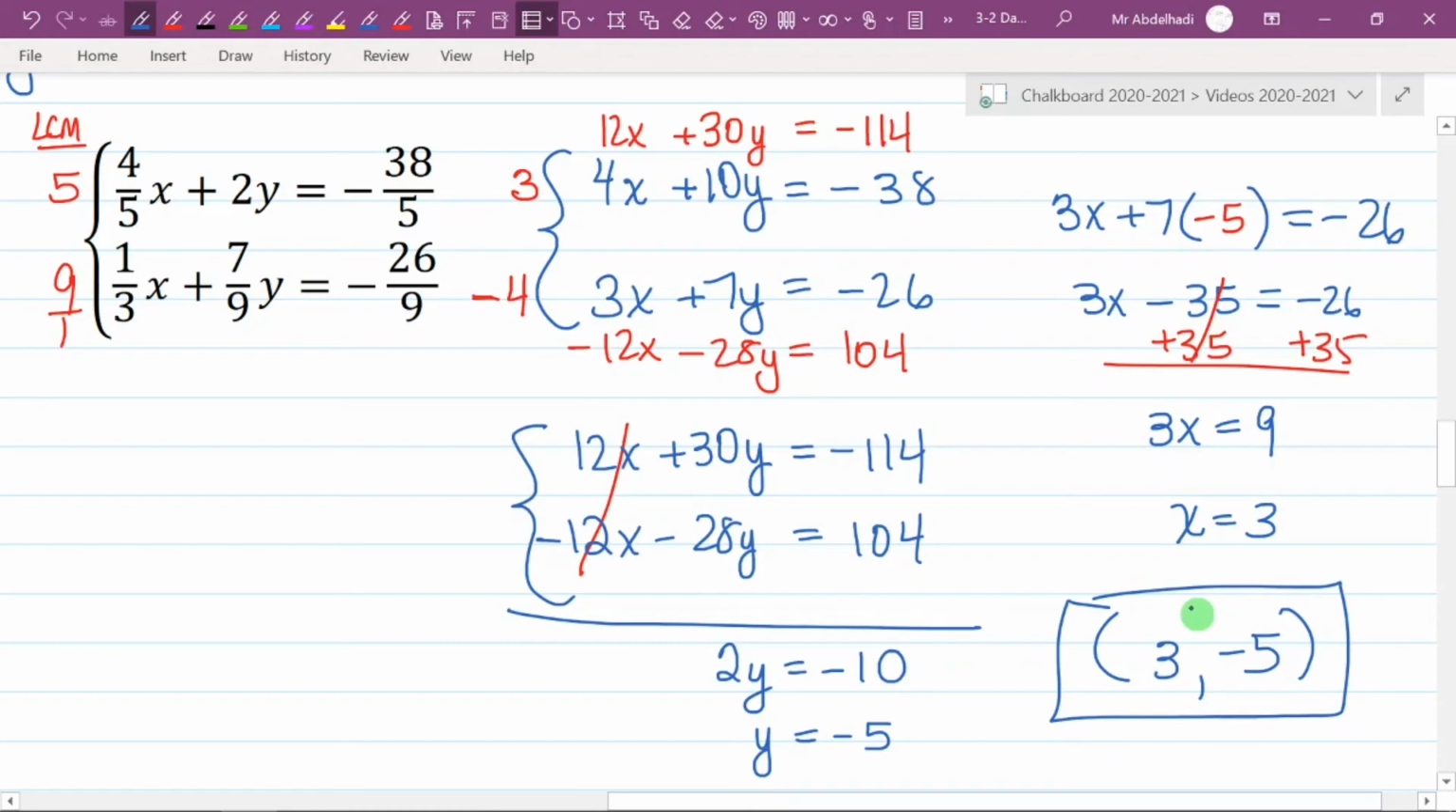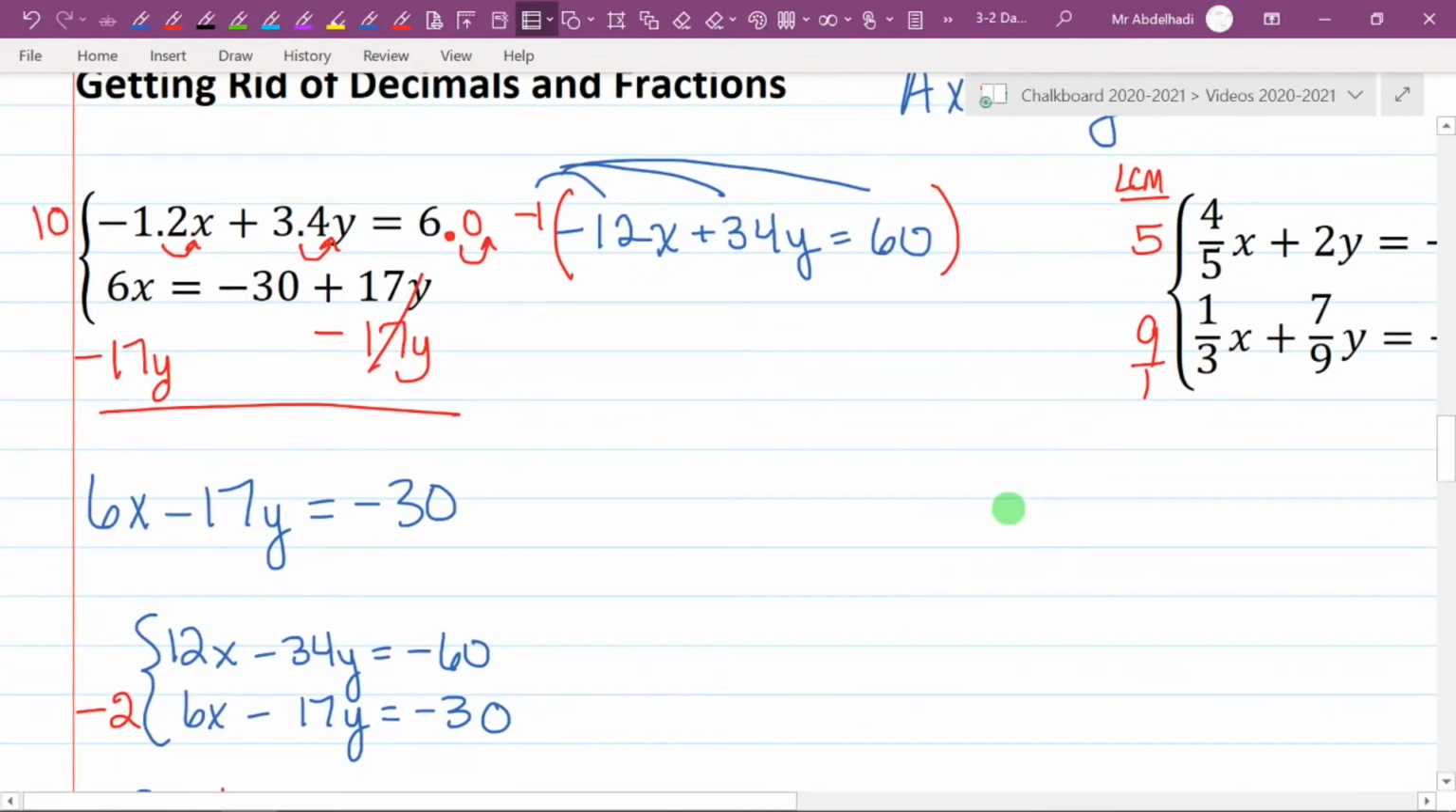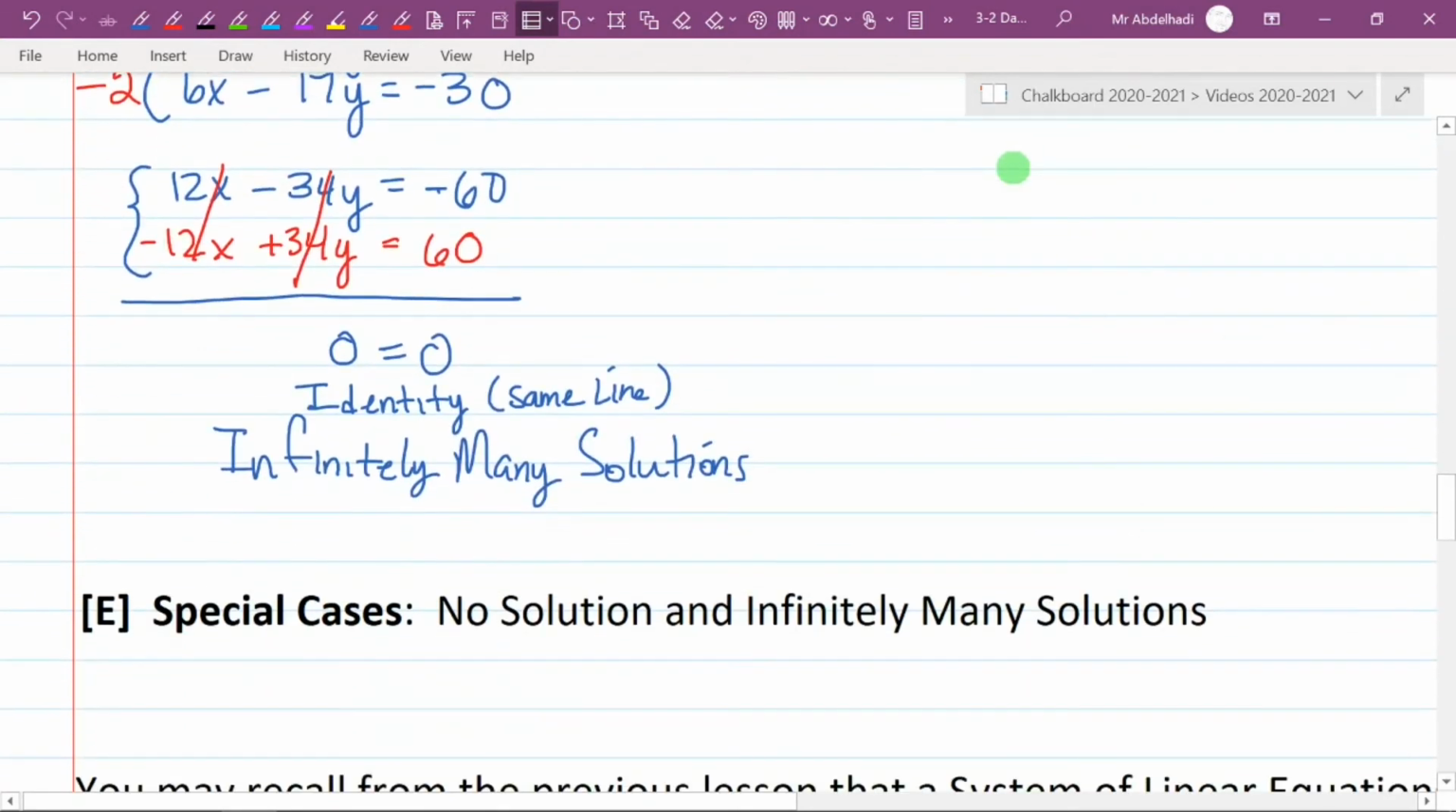Okay, so that's how to get rid of fractions. Multiply by the least common multiple of all the denominators. How to get rid of decimals. Multiply by whatever multiple of 10 you need to get rid of the decimals. Okay, and that's that. So let's go to the last thing here, special cases.